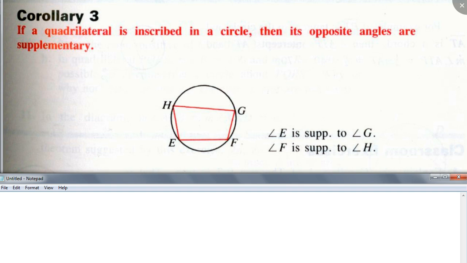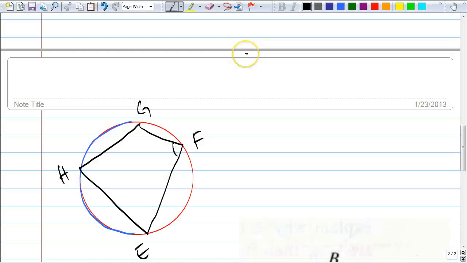Why should that be? Some of you see it. I want you to think about this as a group, because this one's kind of interesting to think about. Go ahead. Why should this be true? Everybody think about this. So I drew this again, and as you can see, my quadrilateral is inscribed in a circle. So let's call this angle F x degrees.